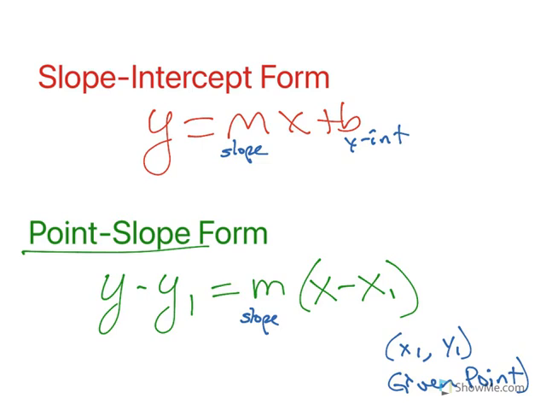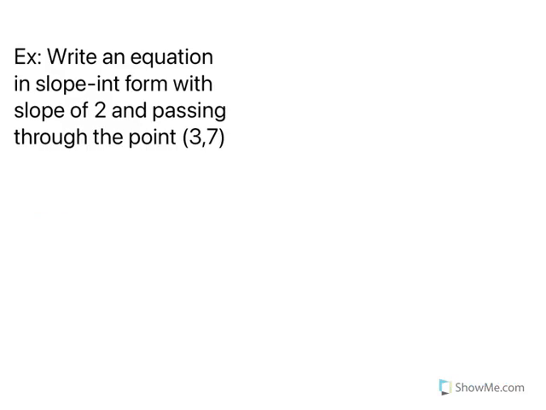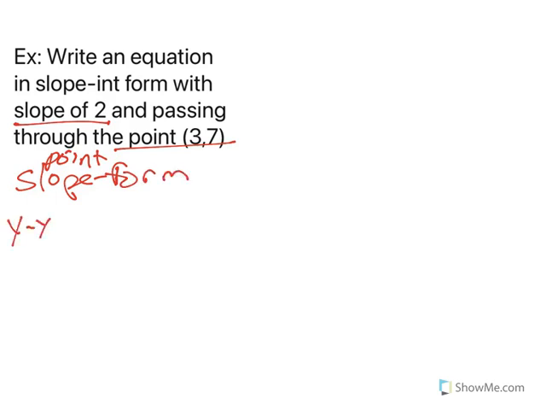You'll notice x and y must be in these equations, right? X and y is x and y. Let's jump in. Let's write an equation in slope-intercept form with the slope of 2 and passing through the point 3, 7. If you see I have a slope and I have a point, you should be thinking point-slope form. So y minus y1 equals m times x minus x1. Write this out as many times as it takes for it to stick in your brain.